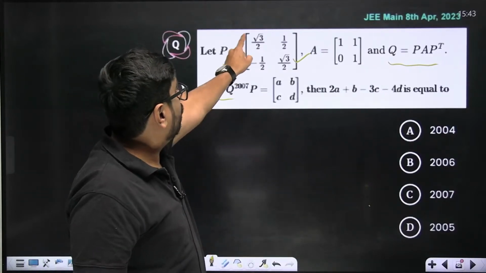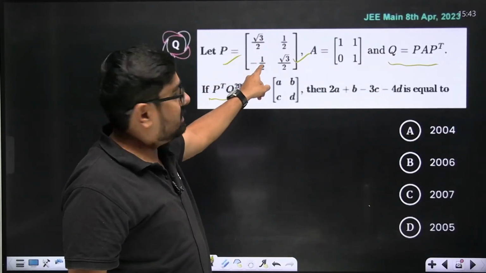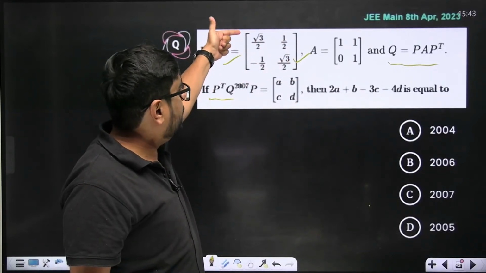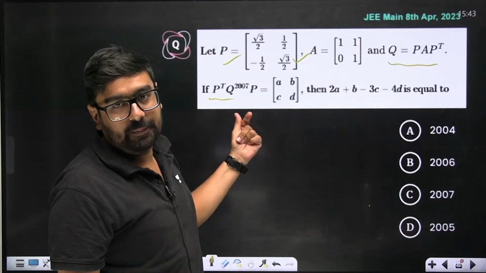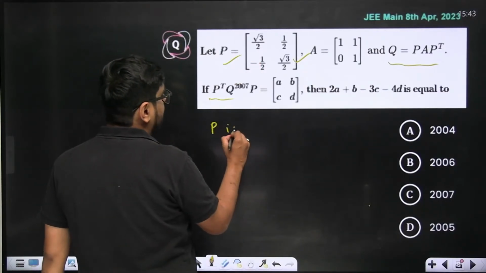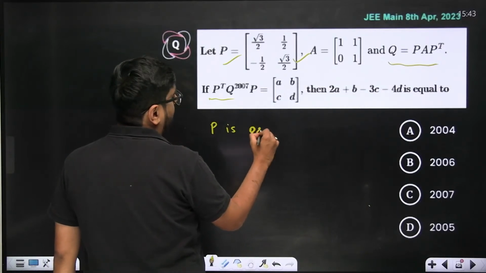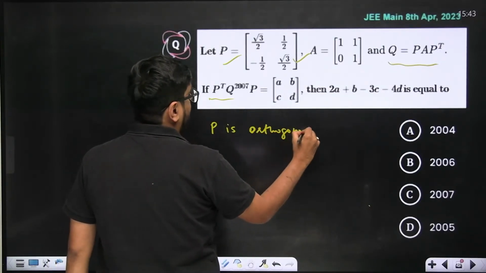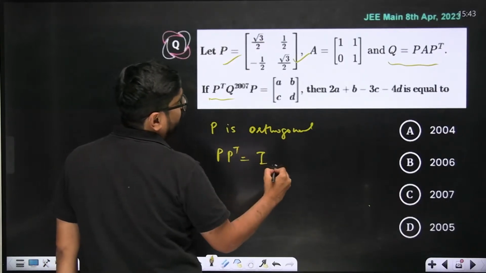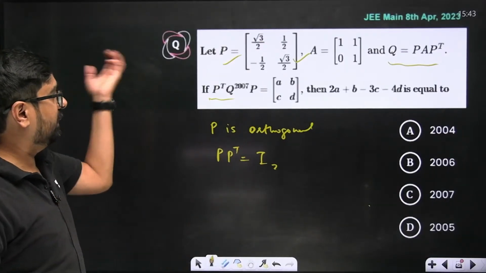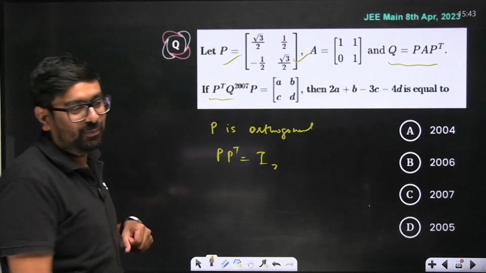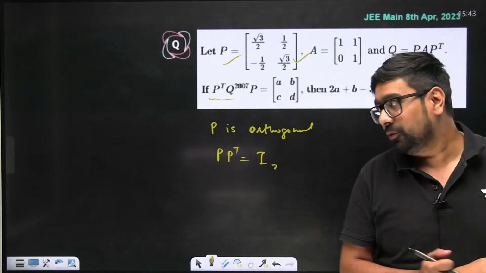Here, check root 3 by 2 into 1 by 2 plus minus 1 by 2 into root 3 by 2, which is 0. Dot product is 0. Magnitude: root 3 by 2 whole square plus 1 by 2 whole square, which is 1. So this means that P is orthogonal. Here the only catch is P is orthogonal. That means P into P transpose will be equal to the identity matrix of order 2, because P is of order 2. Then everything is done, there is no problem, and you can solve this question.